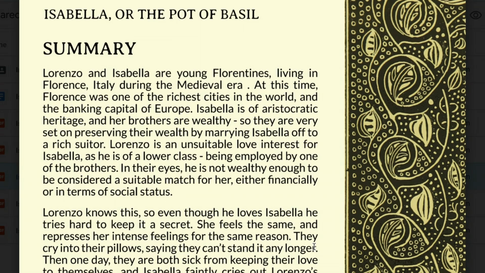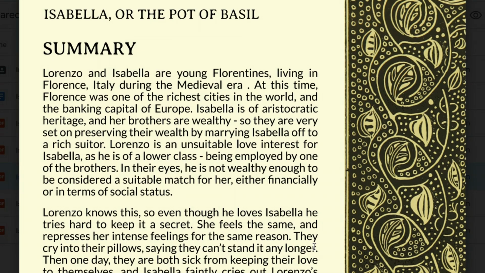So Isabella's aristocratic. She's rich, she's posh, she's from a fancy family. Her brothers are wealthy. It's kind of slightly ambiguous whether she's aristocratic or whether they're very rich merchants, but either way, they have a very fancy house and their family has a lot of wealth. And this is one of the main barriers to the love between Isabella and Lorenzo. The main idea of why they can't be together is because he's unsuitable, being of a lower class, not being of wealth. So the brothers are very controlling over Isabella.